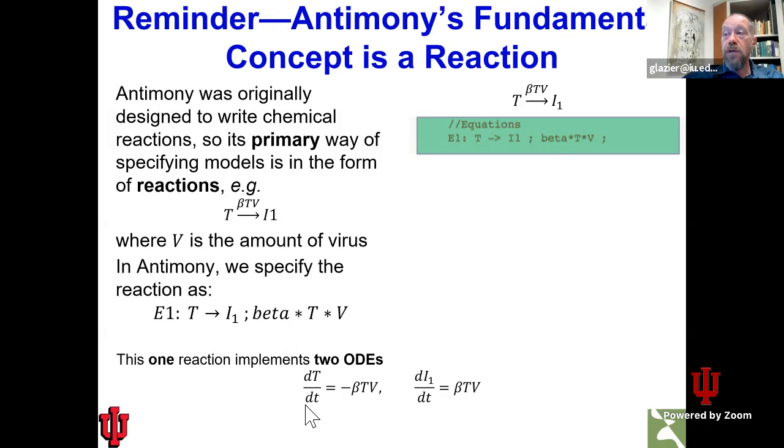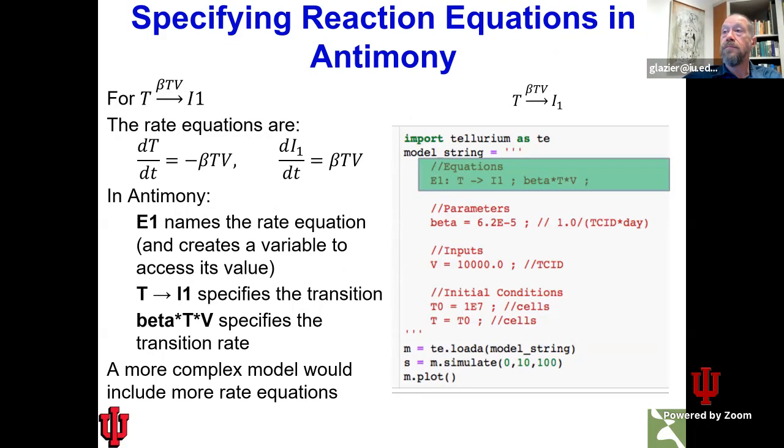And this one line creates two ordinary differential equations, one for T and one for I1. The one on the left has a minus sign in front of the rate. The one on the right has a plus sign in front of the rate. And if we name the reaction or the equation that we've written E1, we're not required to name it, but it's useful. Then the value of the rate beta T times V is actually a variable that we can access. So E1 will return the value beta times T times V. And that's just repeating what I've said here. Last time, our entire model consisted of one line. Our models will get more complex as we go on, but fundamentally writing them is not more complicated than that.